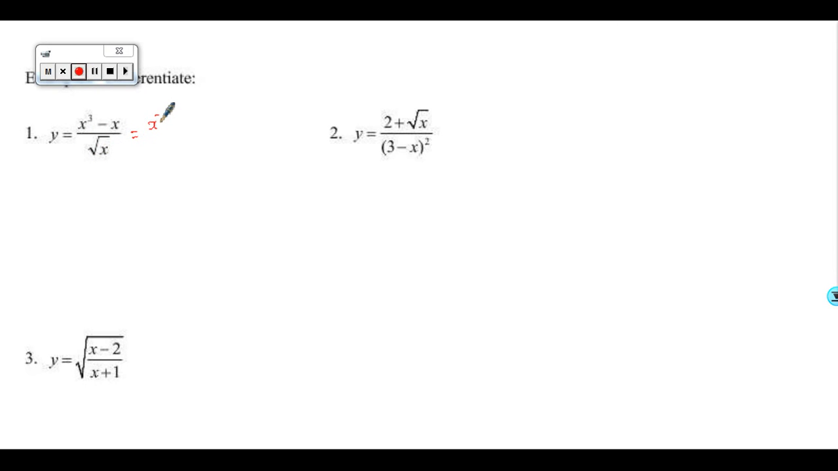Since this is x cubed minus x over x to the power of a half, I can divide each of these terms in the numerator by x to the power of a half, and I get x to the power of, subtract the indices, 3 minus a half. Okay, that's going to be 5 halves. Okay, minus x to the power of 1 minus a half, that's going to be x to the power of minus a half. Sorry, actually, I've just made a mistake. This is +1. This is +1.